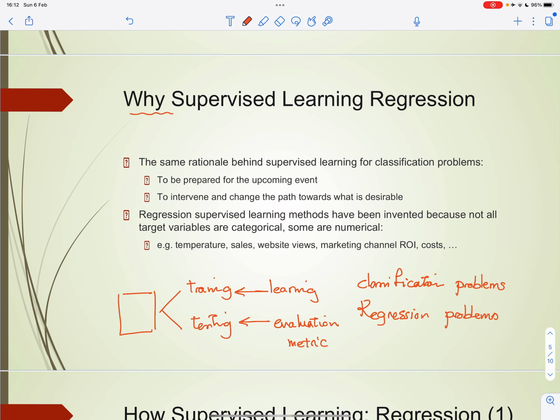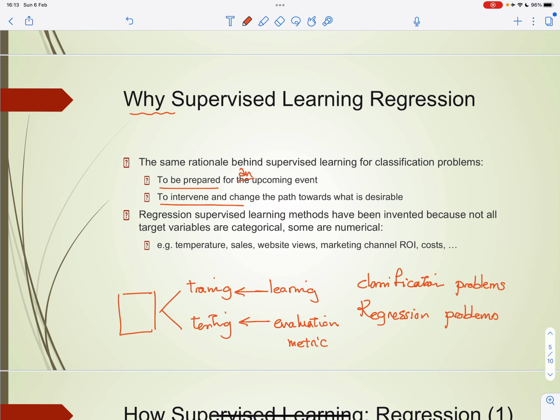little bit about why supervised learning for regression problems. Let's review and recap what we have learned even earlier. So the same rationale behind supervised learning for classification problems. Either we want to be prepared for an upcoming event, or we want to intervene and change the path toward what is desirable.